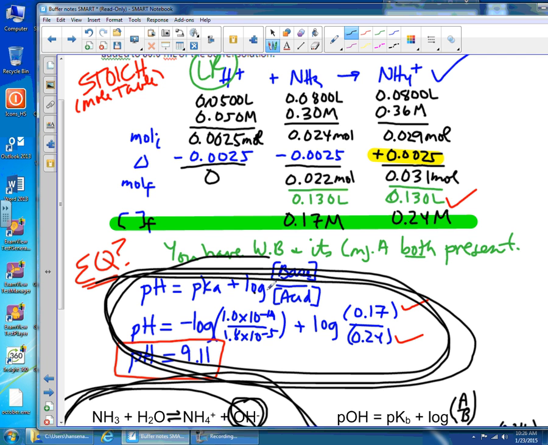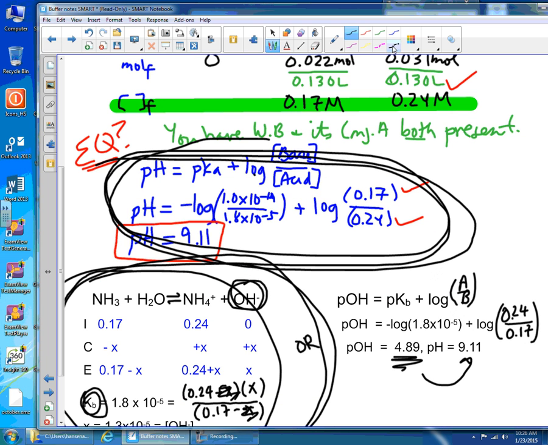All right, well, I hope that helps. I hope you feel really comfortable with mice tables, and then what you do with that afterward using the Henderson-Hasselbalch.